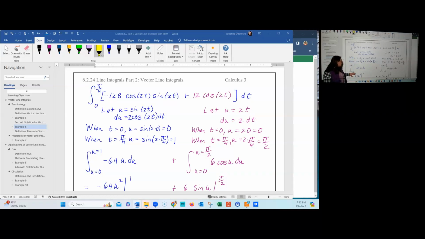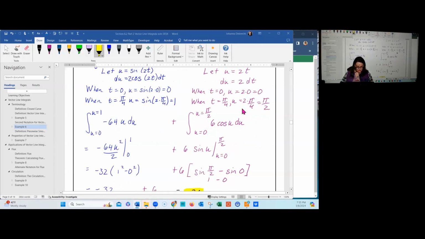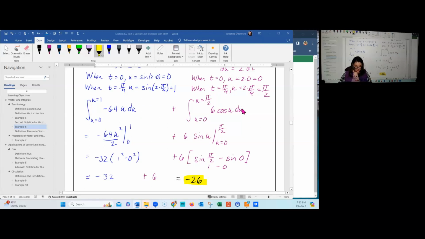This changes the limits of integration from t equals 0 to t equal pi over 4 to u equals 0 to u equal 1 of negative 64 u du. In the next step, I integrated to get negative 64 u squared divided by 2 evaluated from 0 to 1. Negative 64 divided by 2 is negative 32, and substituting in the limits of integration gives me 1. This gives me negative 32 for the first term in the original vector line integral.